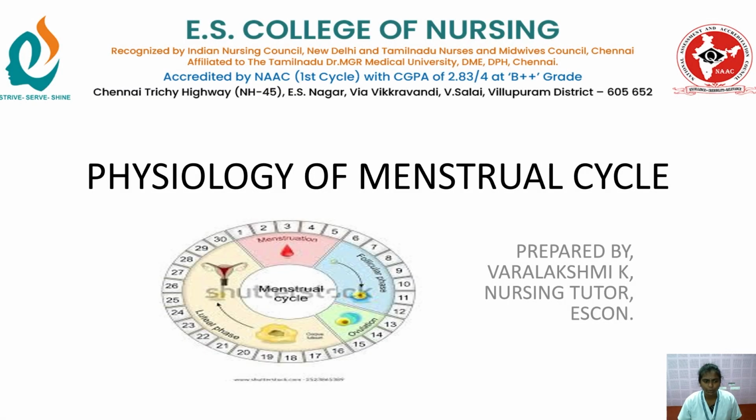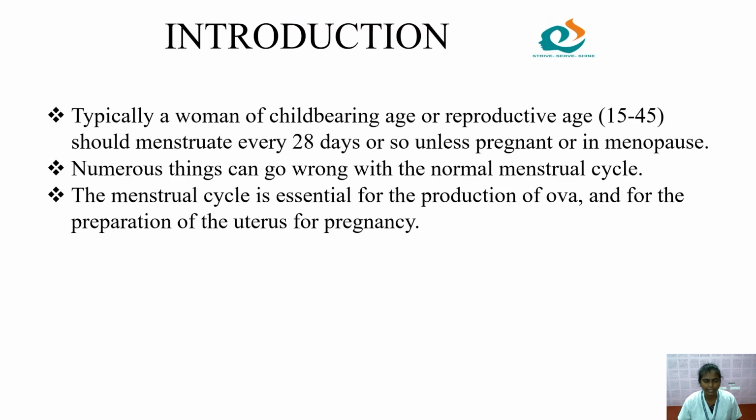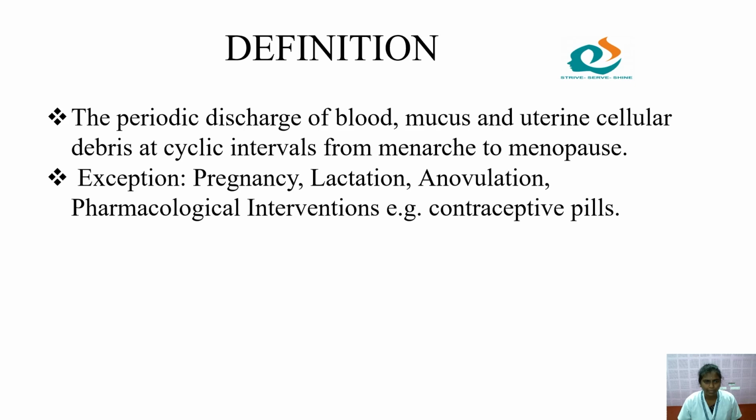Today I discuss the physiology of the menstrual cycle. Introduction: typically, a woman of childbearing or reproductive age, 15 to 45, should menstruate every 28 days or so, unless pregnant or in menopause. Numerous things can go wrong with the normal menstrual cycle. The menstrual cycle is essential for the production of ova and for the preparation of the uterus for pregnancy.